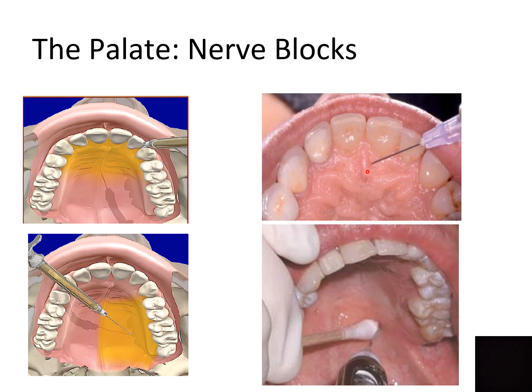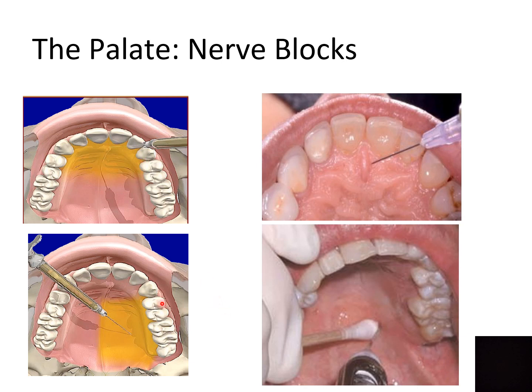Do not attempt to insert your needle into the papilla because it would be more painful. And then, penetrating 2 to 3 millimeters, you would inject approximately 0.3 to 0.4 mils of the anesthetic solution, and that should be enough to give you numbness of the anterior hard palate.